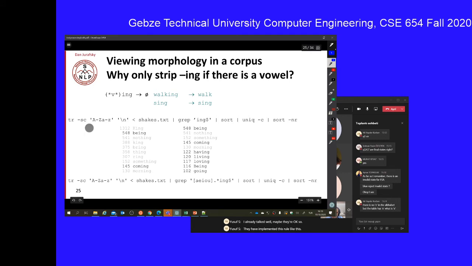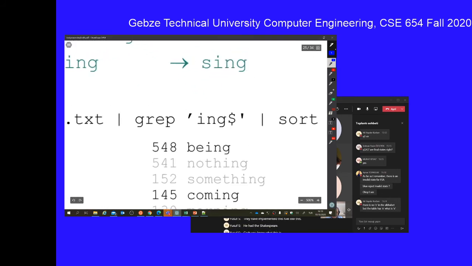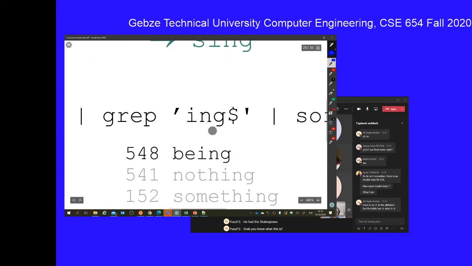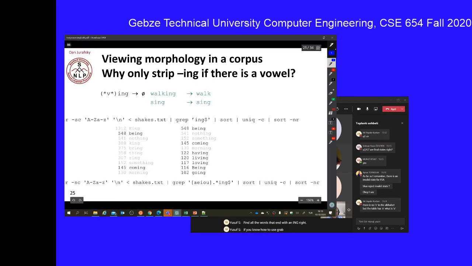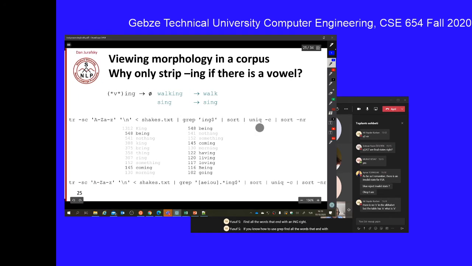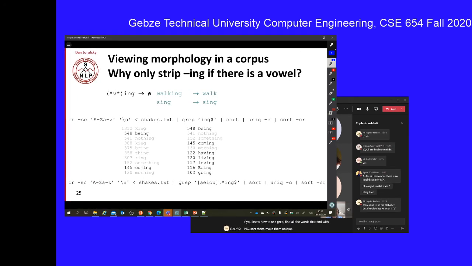Get the Shakespeare text and grep. You know what this is? Find all the words that end with "ing," if you know how to use grep. Find all the words that end with "ing," sort them, make them unique. What is the difference between this one and this one?